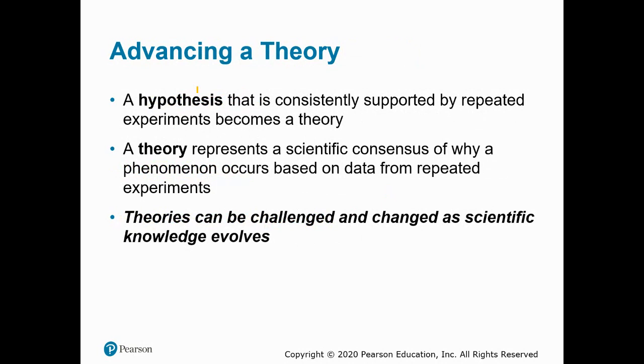Again, just reiterating this idea of the hypothesis and the theory: a hypothesis is really just the beginning, right? A hypothesis that's supported over and over again advances us to a theory. But even a theory can be challenged or changed as our knowledge and the evidence increases, right? So as time goes on. But a theory is about as close to accepted fact as we'll ever get. A theory really is a scientific consensus, a consensus amongst the experts in that field about why something is happening the way it is happening.